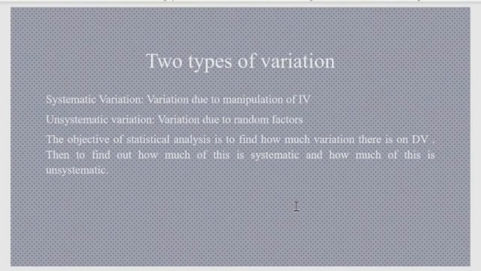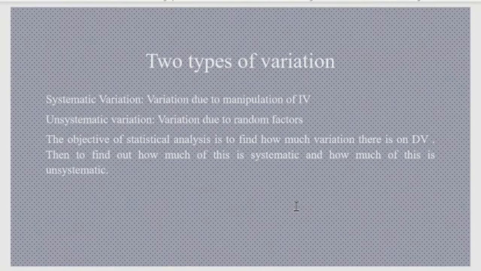So suppose I want to see the effect of teaching method on children's learning. And I have two groups. For group A I'm using only the lecture method, and for group B I'm using lecture and audio visual presentation. So I want to see whether there is any effect of teaching method on learning. Here I am manipulating the IV, and if there is any difference between group A and group B, then I will say that this is a systematic variation because this change happened due to the manipulation of IV. Is it clear?